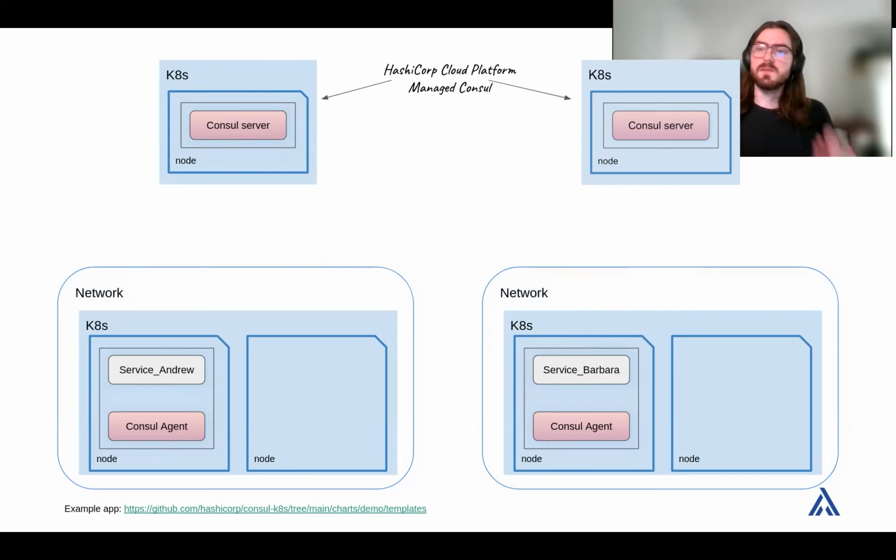And each one of them can be deployed in a different environment. For example, here we can have two managed consoles on HashiCorp Cloud Platform. One of our clusters can be in the cloud, like Amazon or Azure. We have many providers to choose from. And the other one can be on-prem.